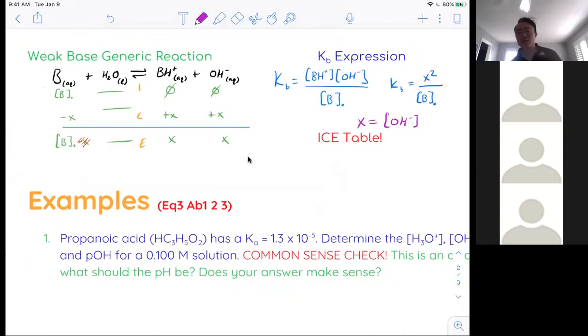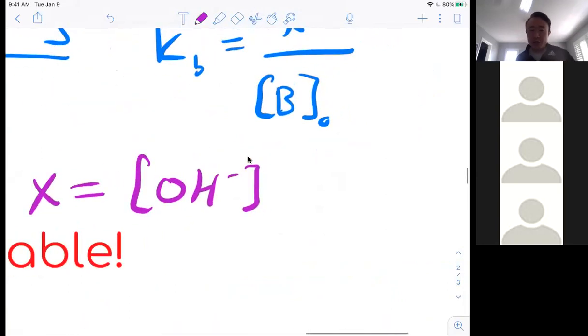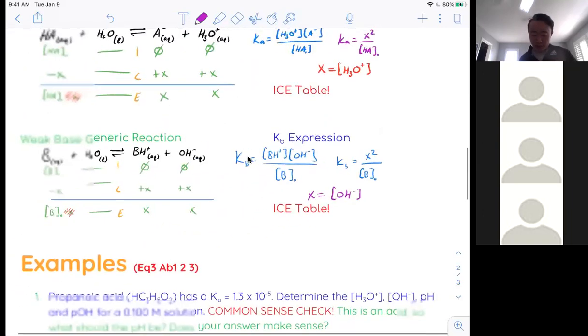Question. What does the 0 mean? The 0 right here, where B is and stuff, is that what you're asking? Yeah. That just means the initial starting amount of whatever we give you. So it's the initial concentration of the base, or above, the initial concentration of the acid for the HA0 there, okay? So 0 just means initial concentrations.